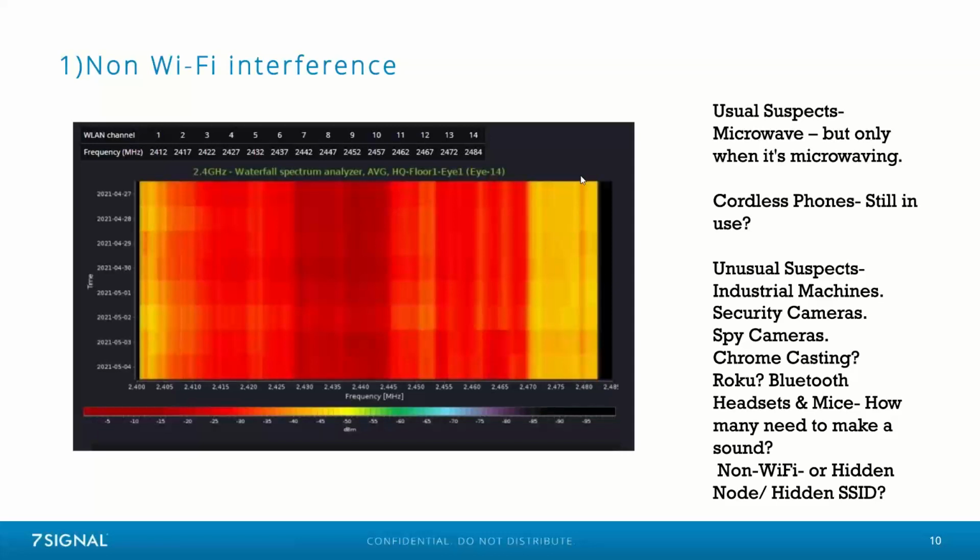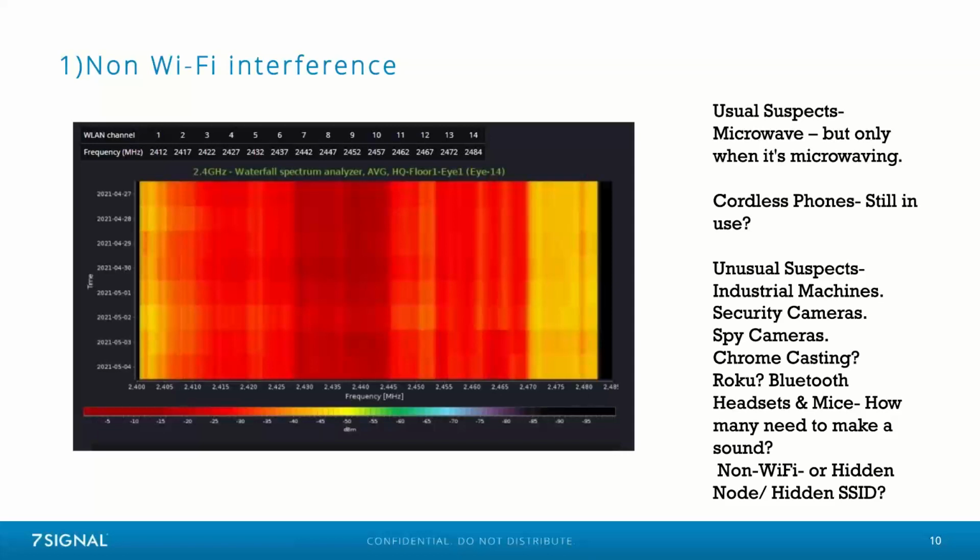Finding non-Wi-Fi interference from some devices that are outside the norm is usually really easy to spot, especially where you see just something hot all the time. It begs the question: is it supposed to be there? Is it not supposed to be there? Usual suspects: microwave, but only when it's microwaving. I don't know if that's a word. I actually did check the thesaurus. I couldn't find one. Everybody says microwave, but no one ever thinks, well, it's only going to cause interference when the microwave is on microwaving, and then only for people in those frequencies and basically in this location.